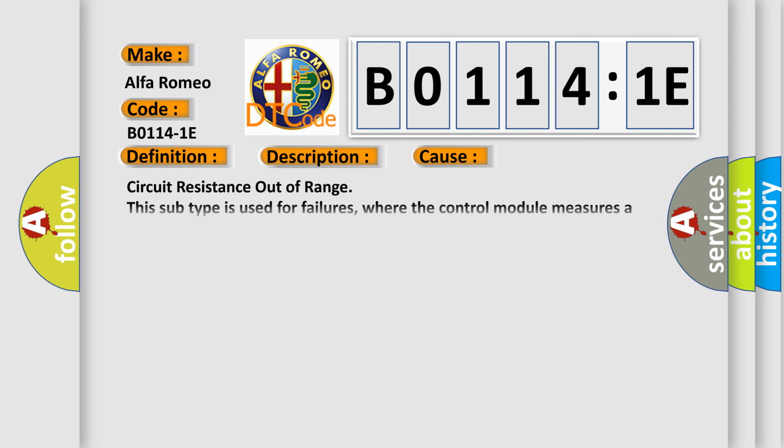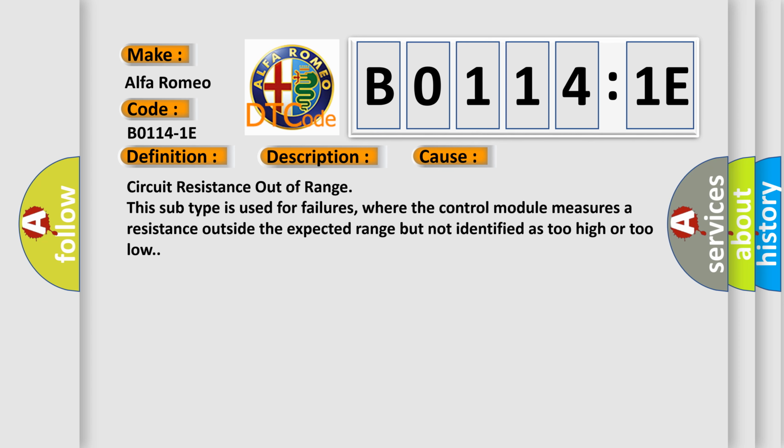This diagnostic error occurs most often in these cases. Circuit resistance out of range. This subtype is used for failures where the control module measures a resistance outside the expected range but not identified as too high or too low.